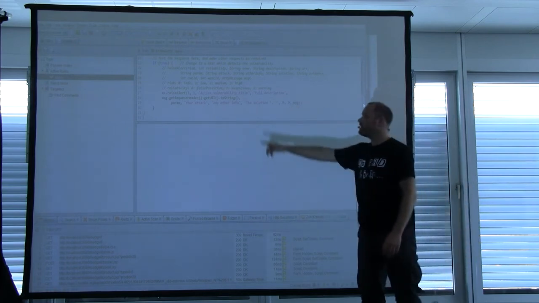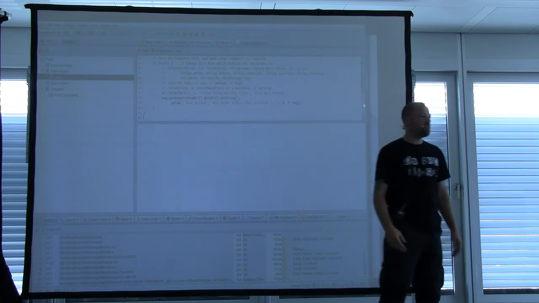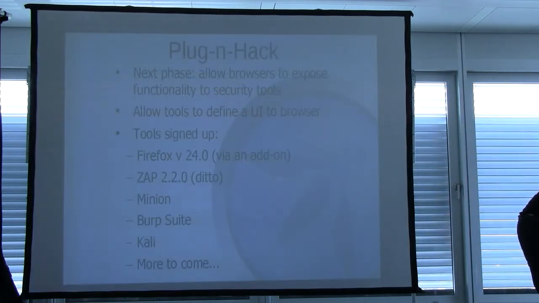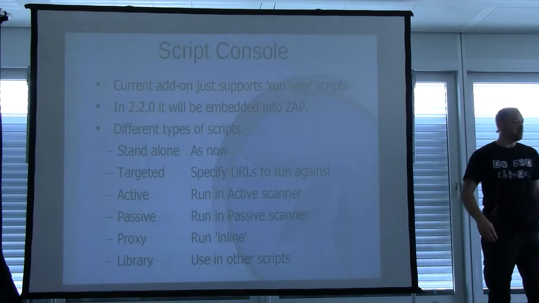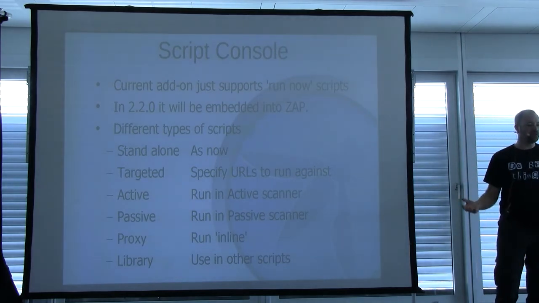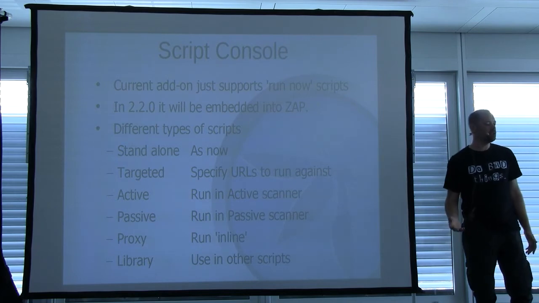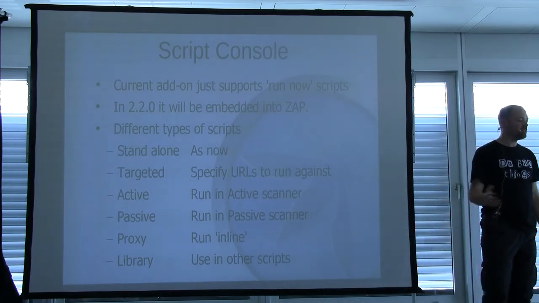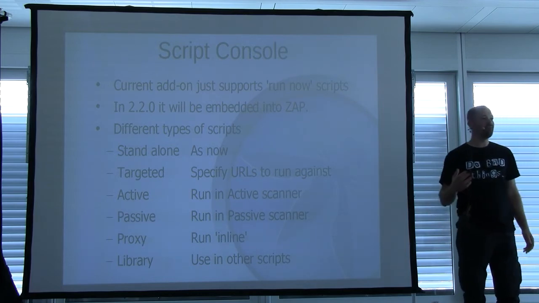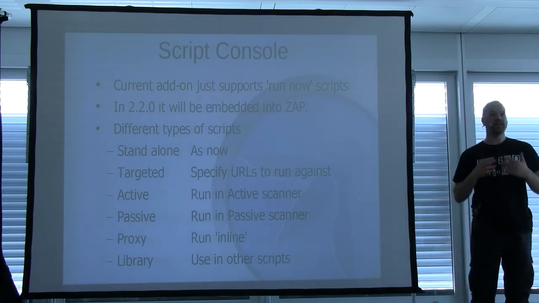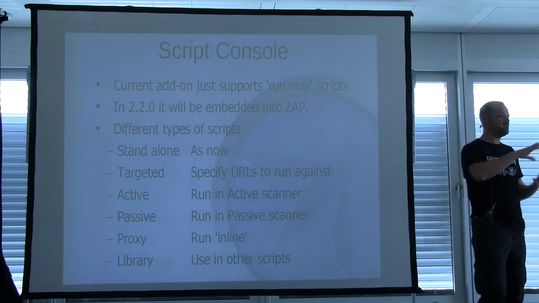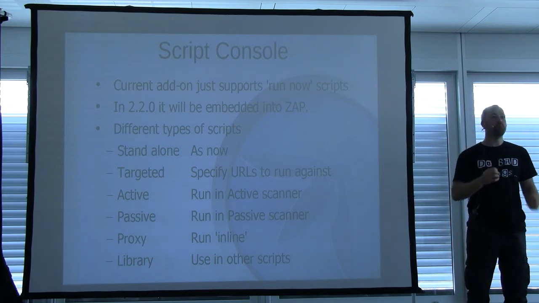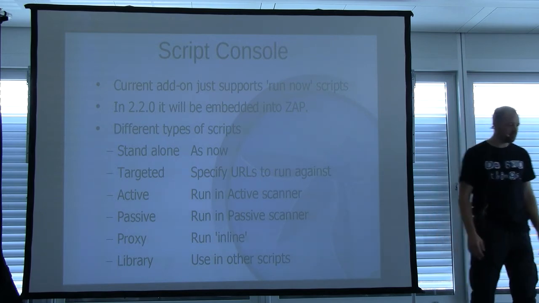So really, really powerful. This is actually a pluggable architecture, so the sets of things you see here are not the limit. With the scripting console, we're going to have different types. We're going to have the standalone scripts, which are like now. We're going to have targeted ones where you specify the URL, typically by right-clicking on things. Active and passive ones, and proxy ones, so you can put basically whatever code you want to run inline on every request, or change it however you like. And also library ones, so you can import libraries and reuse them in other scripts.